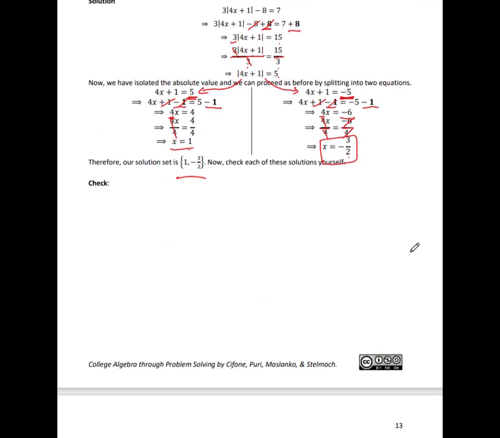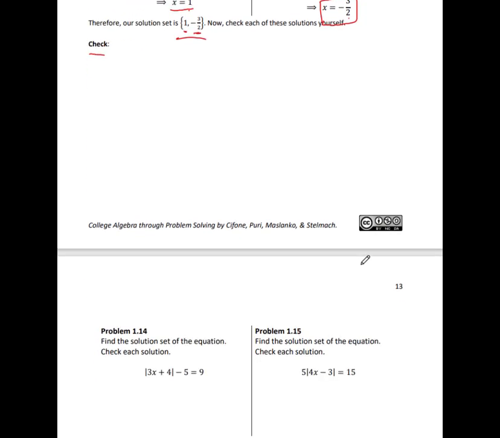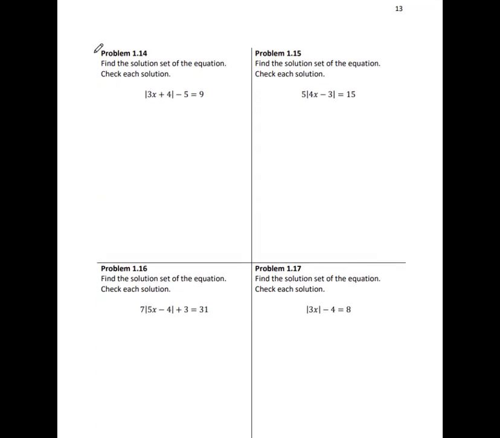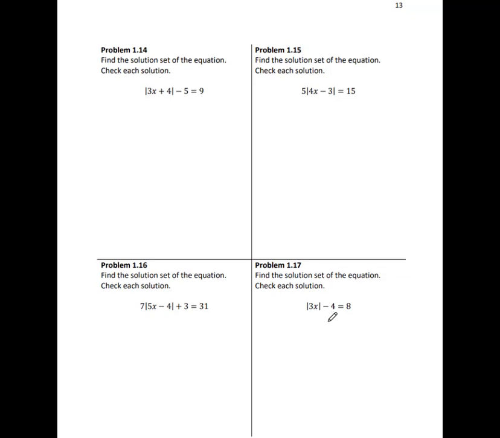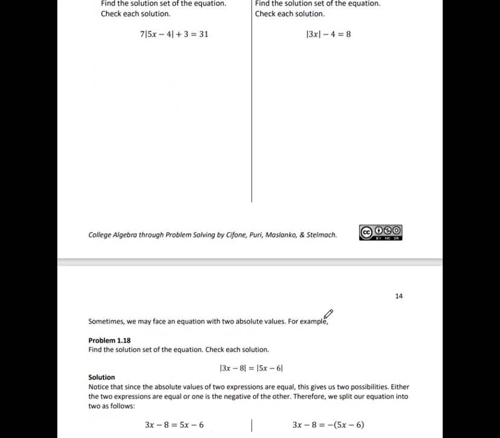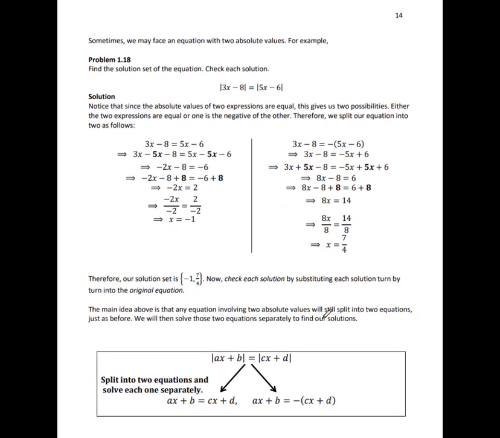Now please check your solution using the original equation. So you're going to substitute both 1 first and then negative 3 over 2 into the original equation to show that both sides of the equation are true. Once you do that, please work on these problems here. And I will move on to problem 1.18.